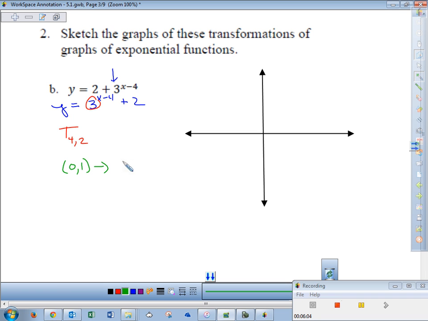4 plus 0 would be at 4, right? 2 plus 1 would move yourself to 3, if my pen would write that. The point 0, 1, if you move it 4 units right and 2 units up, becomes 4, 3. Cool? Where's my horizontal asymptote at?